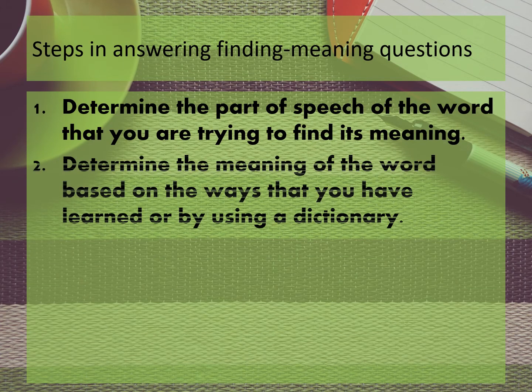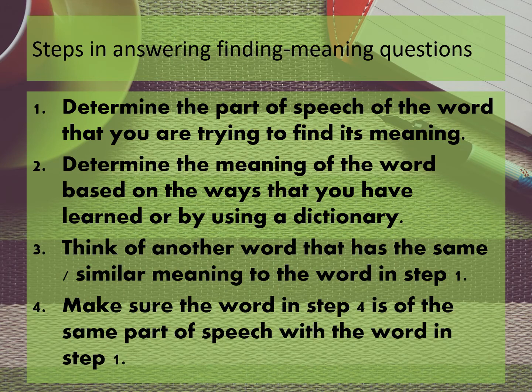Now, these are the few steps that I'm going to teach you on how to determine the meaning of words given in your reading passage so that you can answer the questions correctly. There are 4 steps. The first one is for you to determine the part of speech of the word that you're trying to find the meaning of. We have basically 8 parts of speech. Parts of speech are basically groups of words like nouns, pronouns, verbs, adverbs, adjectives, prepositions, conjunctions, and so forth.